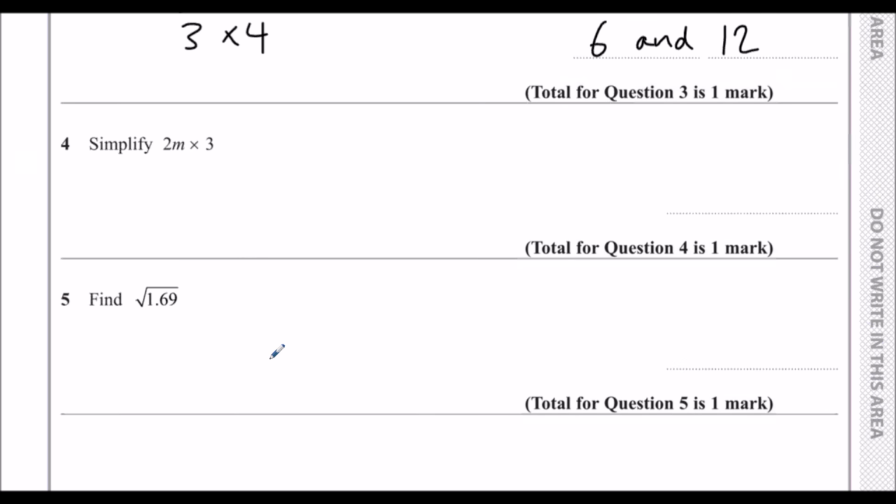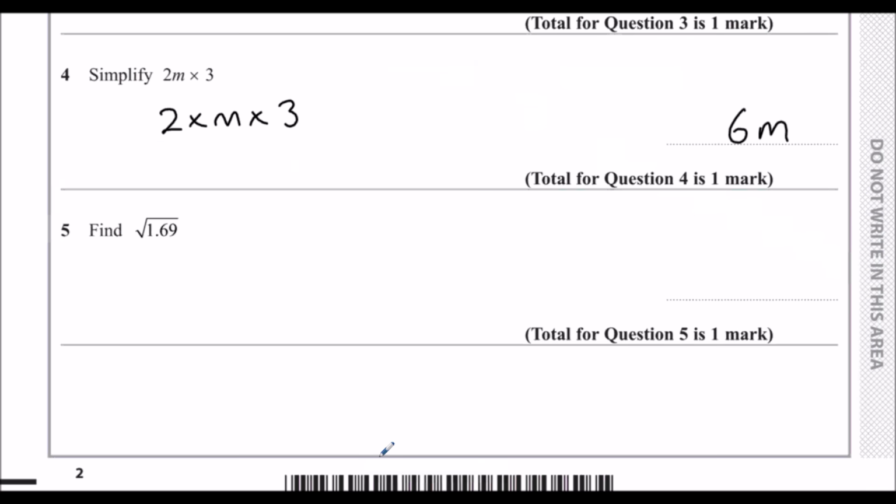Question 4, simplify 2m times 3. 2m means 2 times m. So we've got 2 times m times 3. 2 times 3 is 6. And we've got 6 times m, which we just write as 6m.